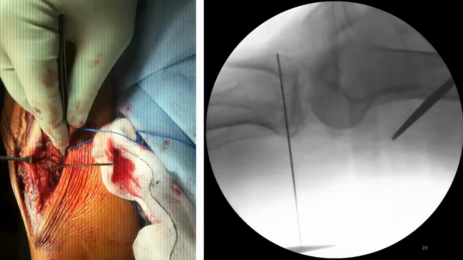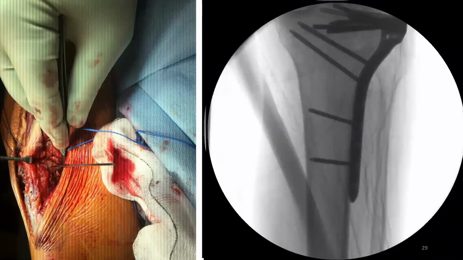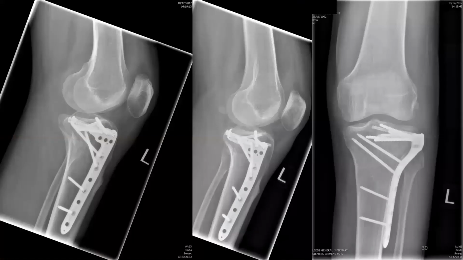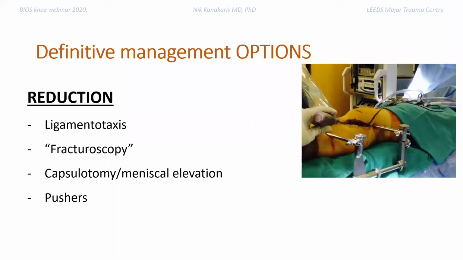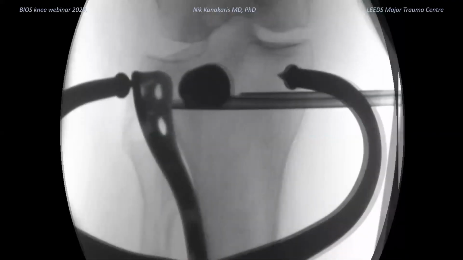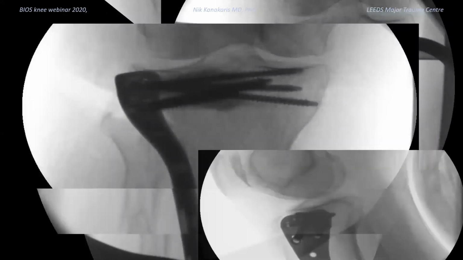You can have the exposure, as in this case, you can see the exposure of the posterolateral corner, a rim plate and 1/3 tubular supplemented by an anterolateral plate, and you can have a good end result of reduction and fixation. Reduction tools, the standard ones, and then sometimes we use balloon osteoplasty, as in this example, to elevate the depression. Then the defect is grafted and rafted.